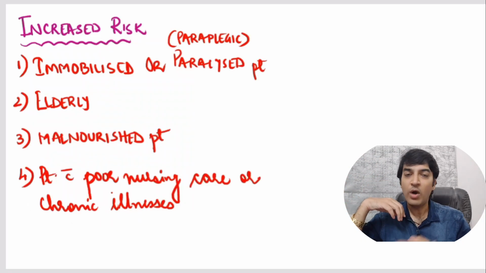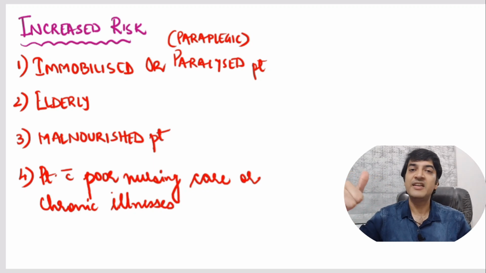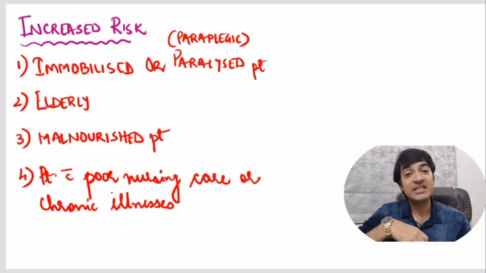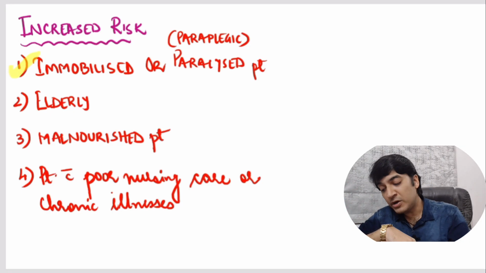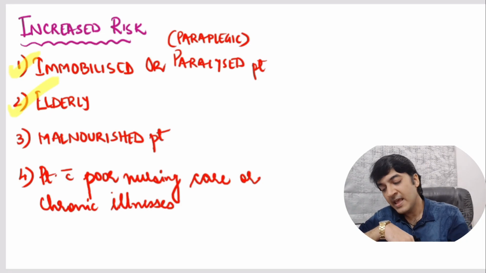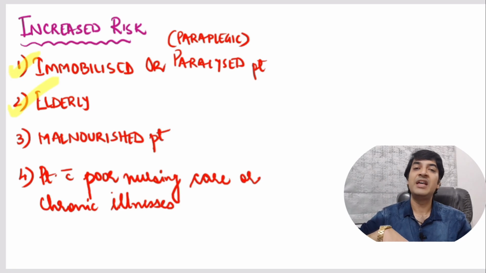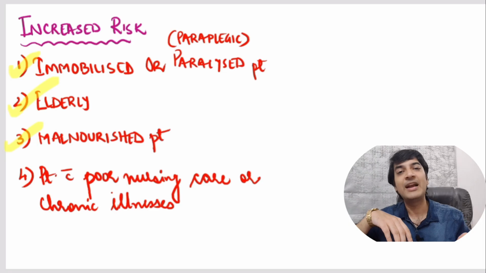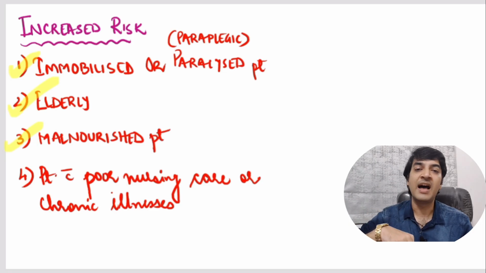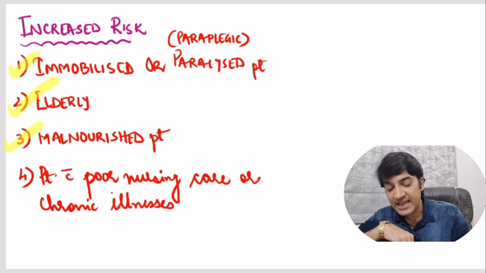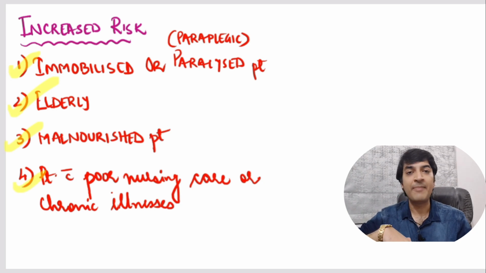Coming on to what type of patients are more likely to develop bed sores. What are the increased risk factors? Number 1, if the patient is immobilized or paralyzed. If it's a paraplegic patient, the chances are more. Number 2, if it's an elderly patient, again, who is not mobilizing a lot, the chances of injury are more. Third, if the patient is malnourished, the protein loss is there, it's a low protein diet the patient is consuming, the subcutaneous fat pad is also lost, the chances of pressure injuries are high. And lastly, if the patient has poor nursing care or chronic illnesses, those also can develop a pressure sore.